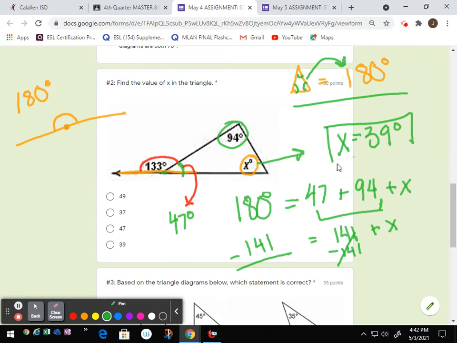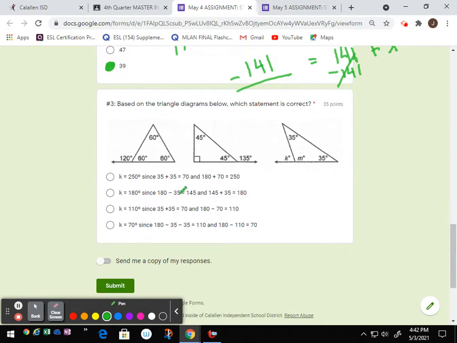This is our answer right here, which is answer choice D. D is our answer for number 2. Moving on to question 3, our final question. Based on the triangle diagrams below, which statement is correct?